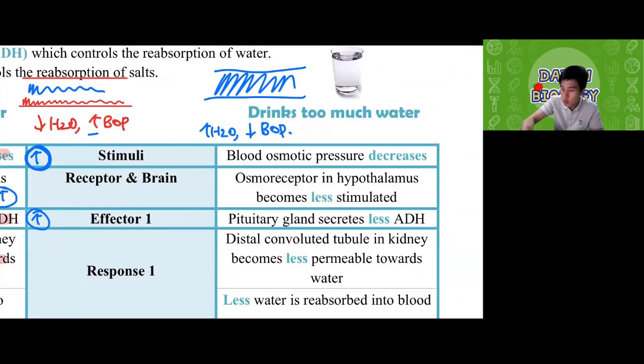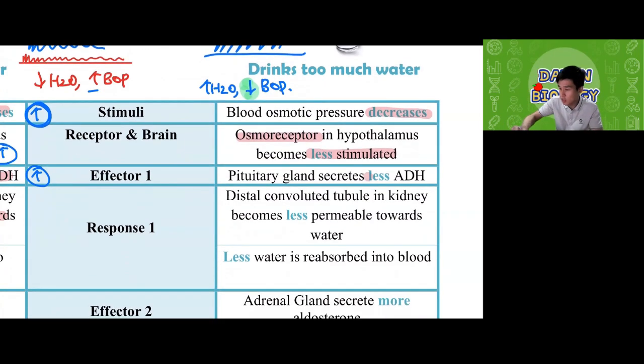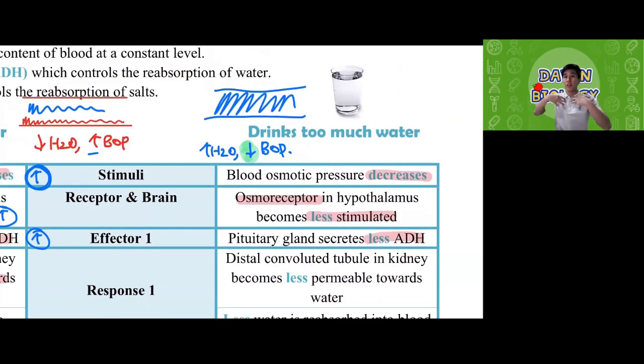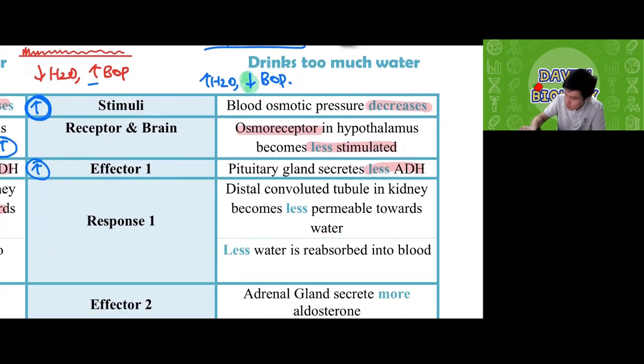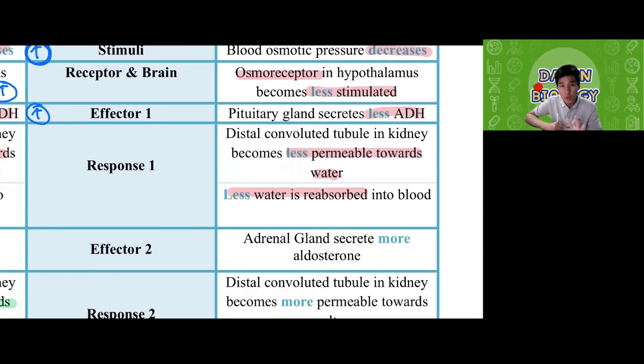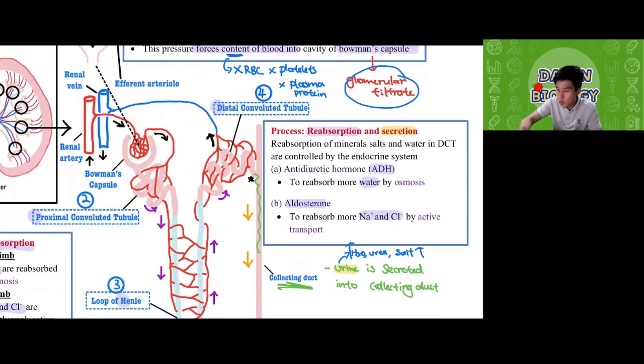Now, too much water, blood osmotic pressure decreases. Therefore, your osmoreceptor is less stimulated. The osmoreceptor basically is your water receptor. That's why less ADH is secreted. Because now you've got a lot of water already, you don't want to absorb water. You've got too much water, so now you want to eliminate the water. That's why your DCT is less permeable towards water, less water is reabsorbed, and therefore you release all the water out because you don't reabsorb the water anymore, so all the water will flow out.